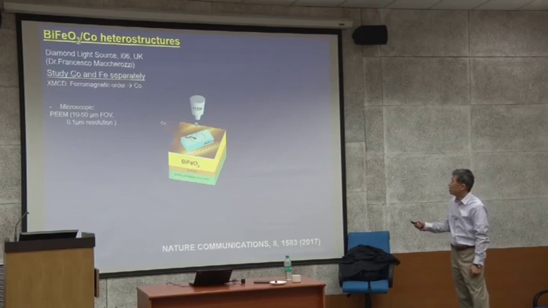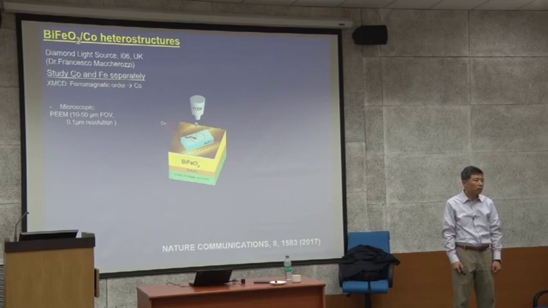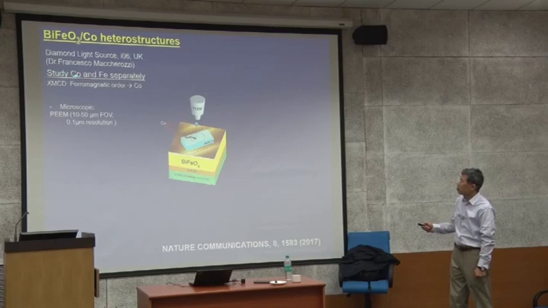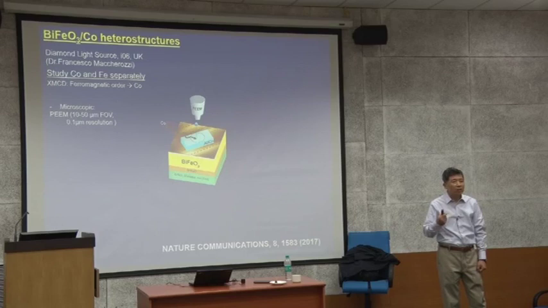We have to travel to the UK, where there is a very nice synchrotron PEEM system, and this basically studies cobalt or iron. Iron is the spin structure, iron in bismuth ferrite. This is antiferromagnetic order, the antiferromagnetic order is iron, and the ferromagnetic order is cobalt. You can study them separately, because a synchrotron PEEM can do XMCD or XMLD.